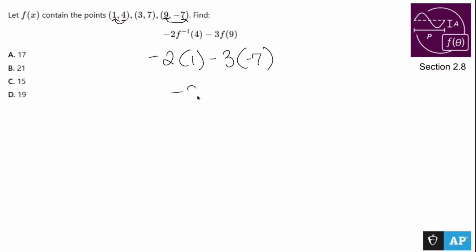Negative 2 times 1 is negative 2. Negative 3 times negative 7 is positive 21. And negative 2 plus 21 is 19. So the answer is going to be D, baby.